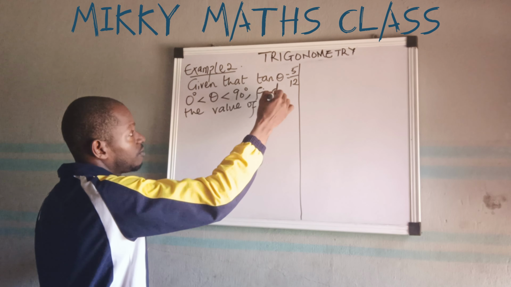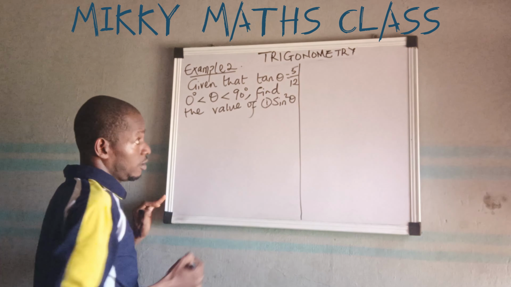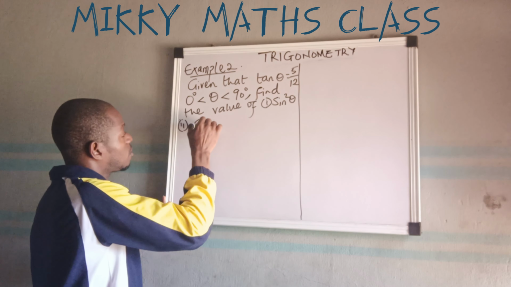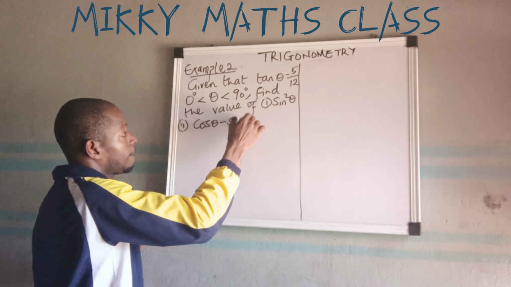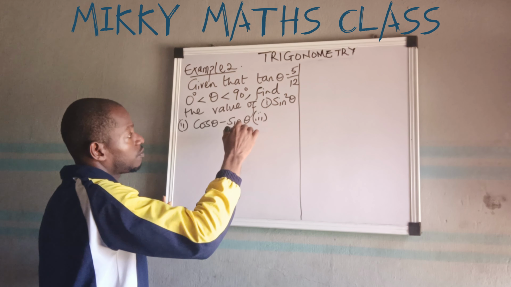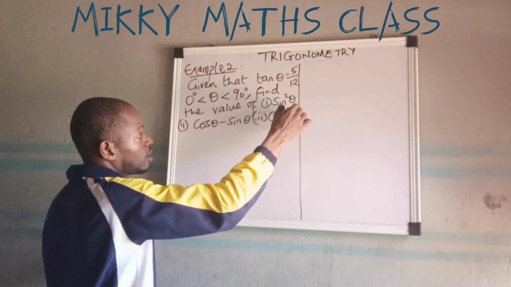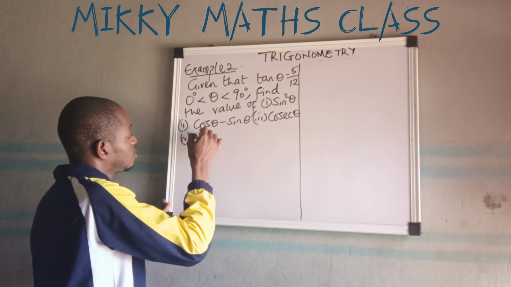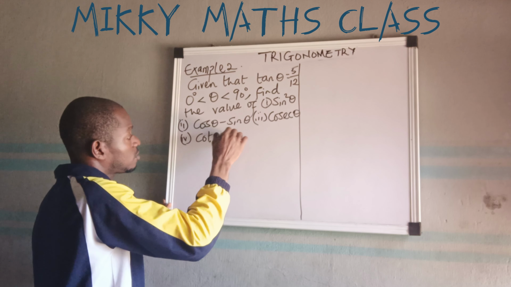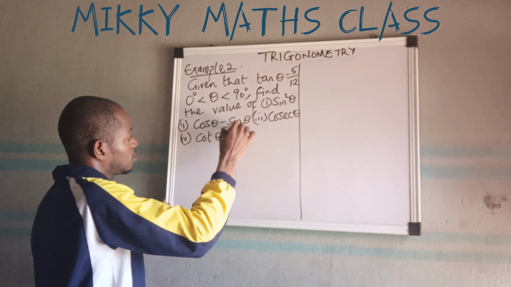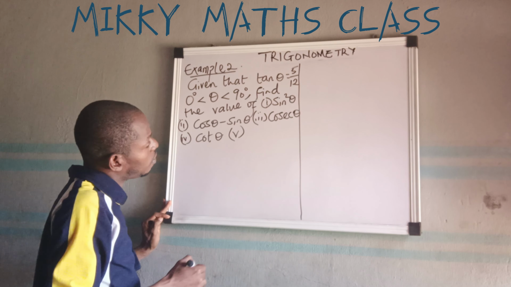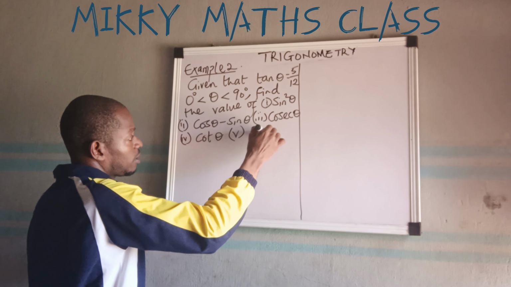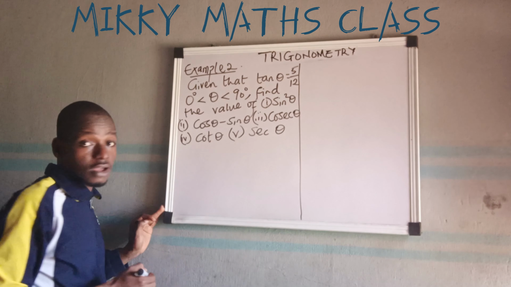One, we can say find the value of sine squared theta. Two, find the value of, let's say, cos theta minus sine theta. Three, find the value of cosecant theta, cosec theta. Four, we can be asked to find the value of cot theta, cotangent theta. And the last one, let's say find the value of sec theta, secant theta.